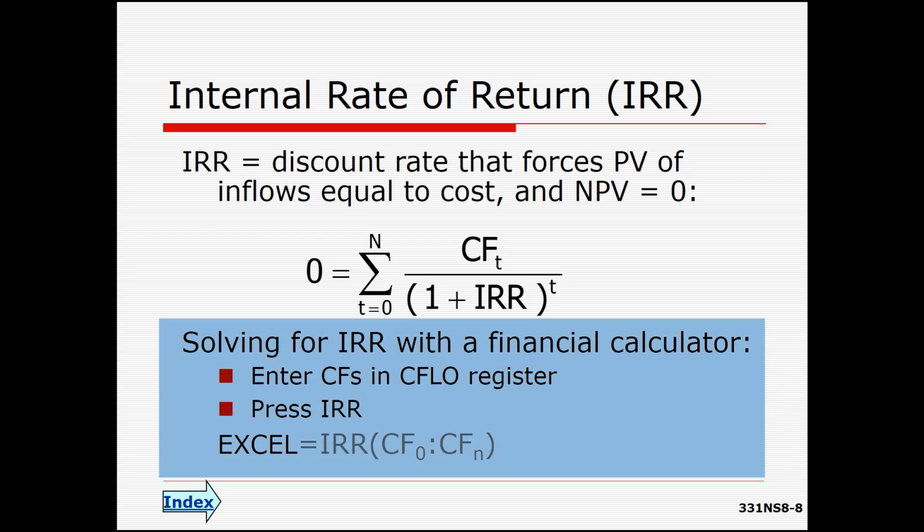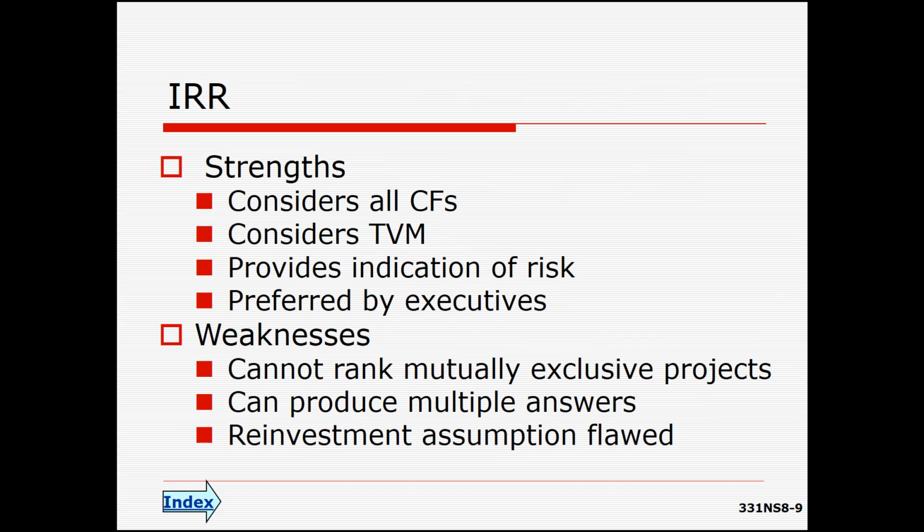In the TI Business Analyst 2, you enter the cash flows as you did to solve for NPV. Or if you just solve for NPV, the values are still in the worksheet. Instead of pressing NPV, press IRR and compute. In Excel, the IRR function allows you to enter a guess, but it's not required. And the IRR function expects the entire cash flow range, cash flow 0 to cash flow n.